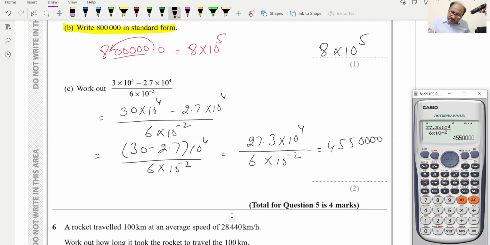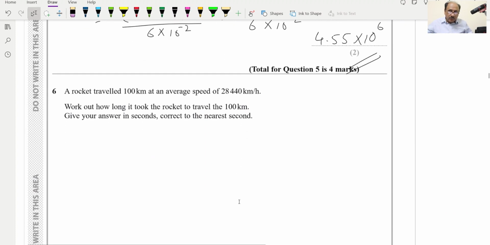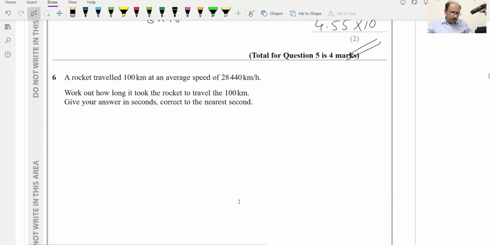So the decimal will be shifted in between the first and second non-zero number, so it will be 1, 2, 3, 4, 5, 6 jumps, so we can write 4.55 times 10 raised to the power 6, and this will be 2 marks. Final answer. Then question number 6.